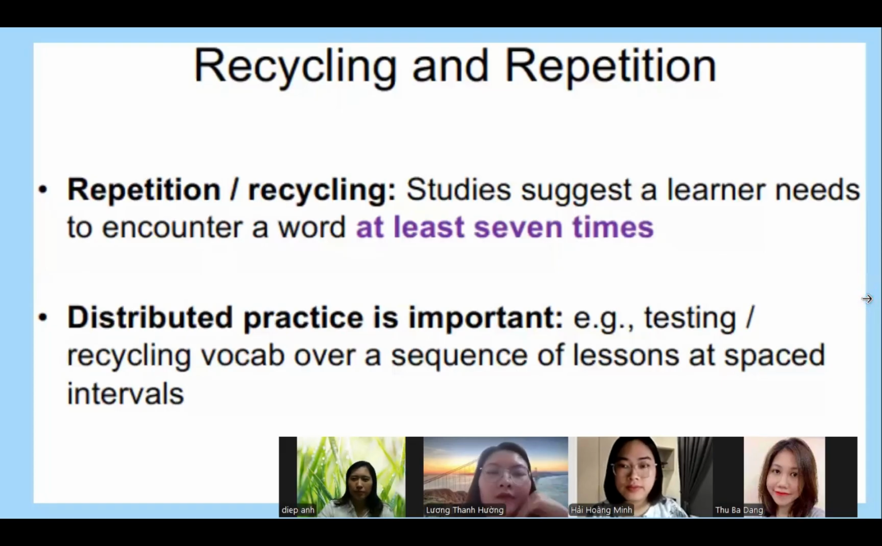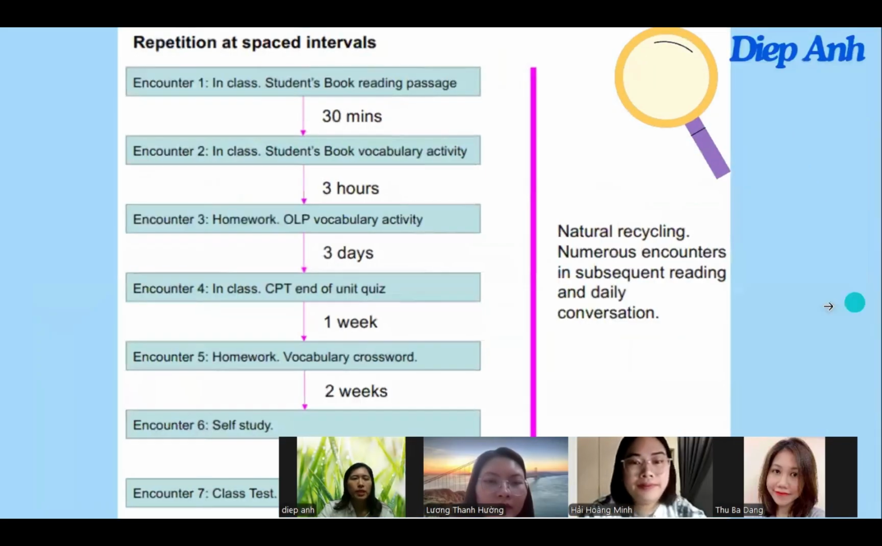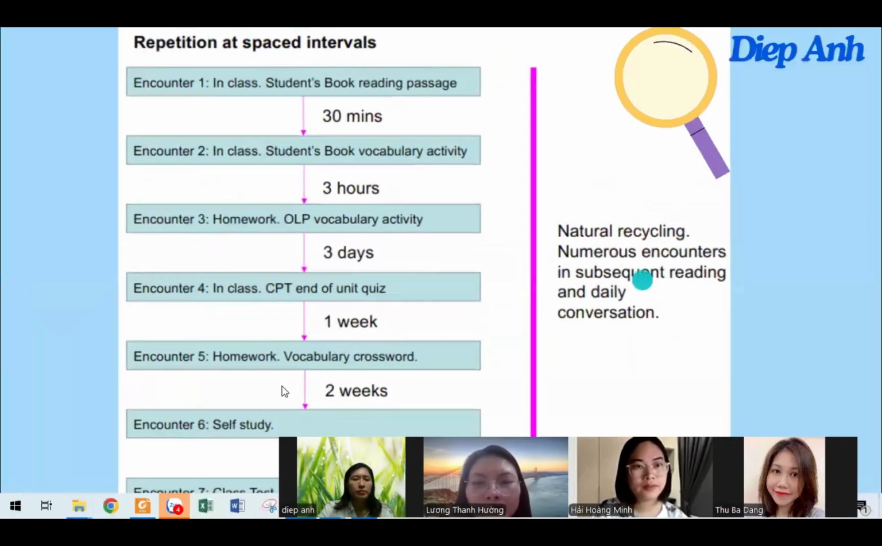We should give the student a space interval like this one. The student needs to encounter the word at least 7 times. The first time is in class, and after 30 minutes, the second time is also in class, and the student has a book vocabulary activity, and after 3 hours they repeat again in homework.